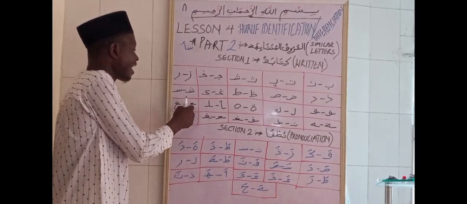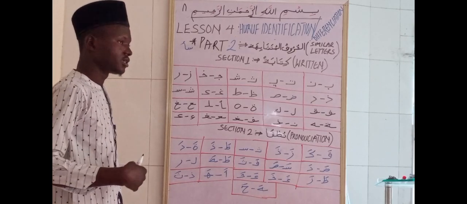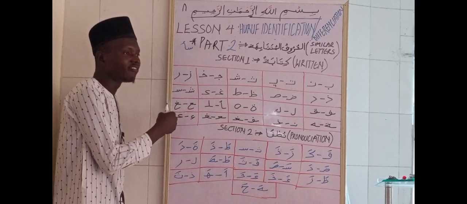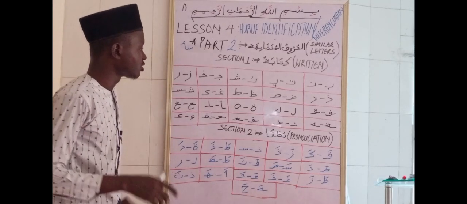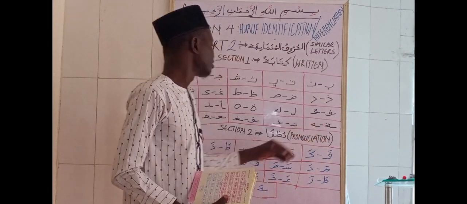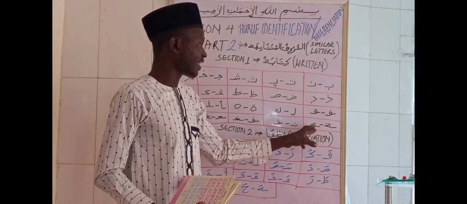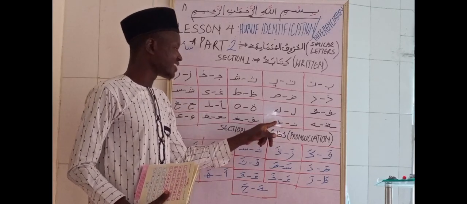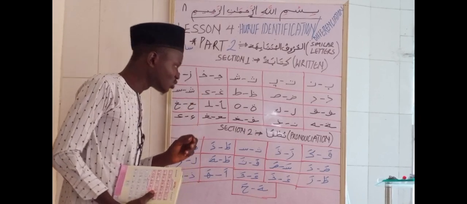So ein and ghain, same shape. When they are the last man standing in a word, when they take the last position in a word, this is how they are written. The same shape. What differentiates them is the dots. So ta and ha, just like this place, they're similar. Here too, both of them are written in this form. The dot differentiates.